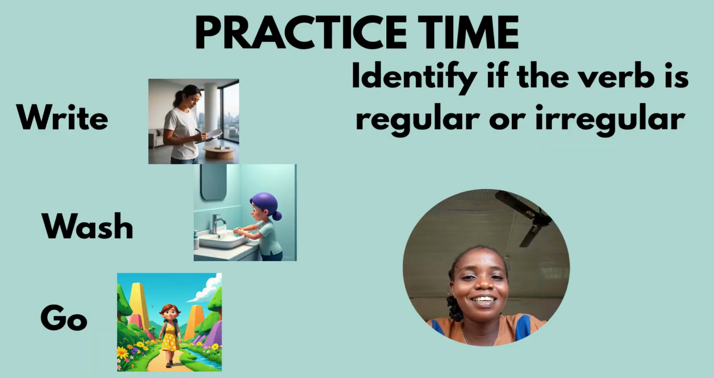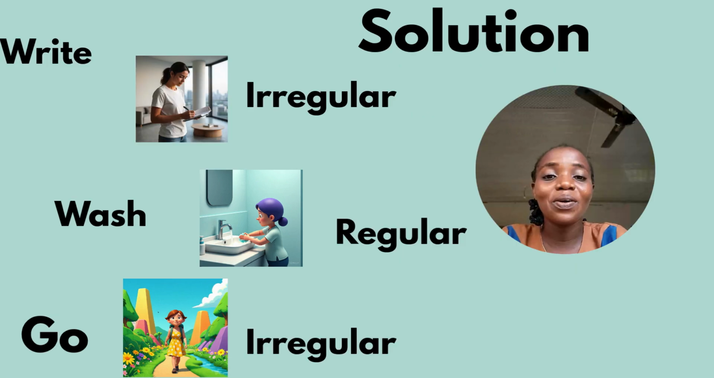It's your turn. You have to identify if the verb is regular or irregular, and you have to also give the past tense. Okay, the verb ride is an irregular verb, and the past tense is wrote. You can see why it is an irregular verb.